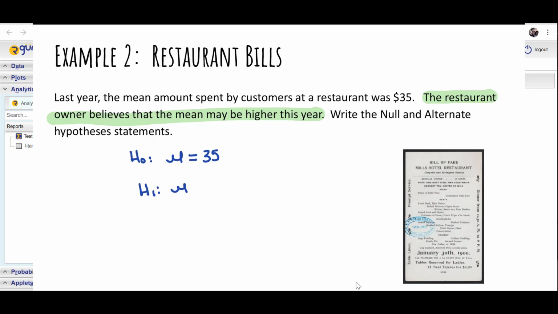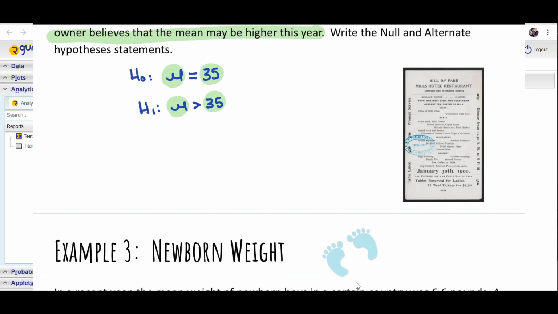And then the alternate statement will be something that contradicts it. The owner believes that the mean may be higher. So for higher, guess what? We would use the greater than symbol. And again, the numbers have to match. These two numbers, these two symbols have to be the same. The only thing different is the mathematical operation in between the two. So, well, actually not operation, but symbol. So either equals or some sort of inequality sign. So H0 would be the equal sign, the null, and the alternate H1 would be the inequality symbol.